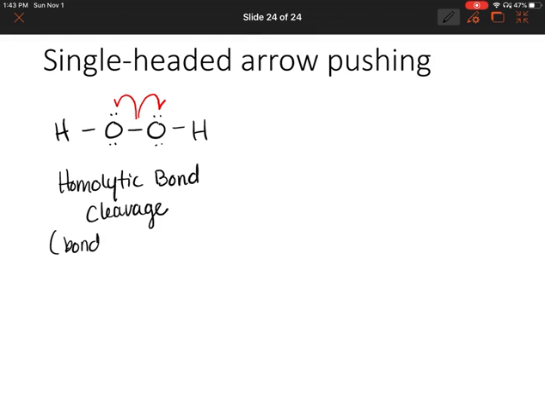and again, one electron goes to the left, one goes to the right. So what we end up with are these molecules with a single electron just by itself. And if you have a single unpaired electron in a molecule, that's actually called a radical.